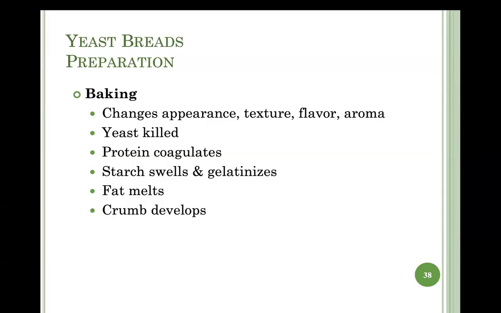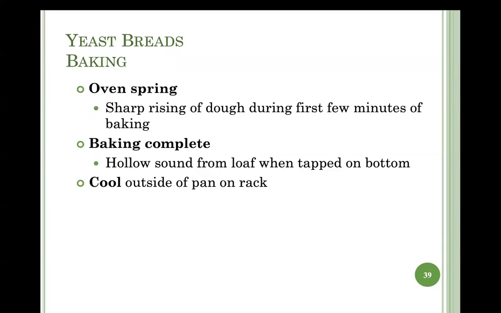During baking, our protein coagulates, so it goes from a liquid to a semi-solid form. Our starch starts picking up the water. It's absorbing the water and holding on to it. It swells and gelatinizes. And then, of course, our fat melts. When all this is happening, our crumb develops. So we have what's called oven spring. Oven spring is just the sharp rising of the dough during the first few minutes of baking.